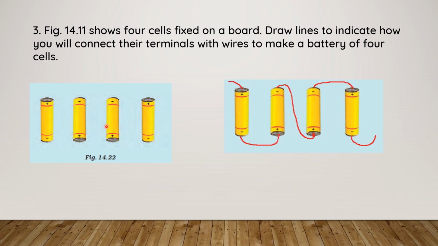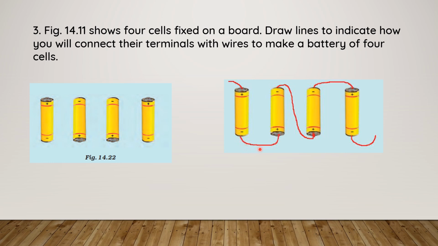So you know that, this is the negative terminal of a battery and this is the positive terminal. So the negative terminal of the cell is connected to the positive terminal of the next cell, and the negative terminal with the positive terminal of the next one. Okay, so here the answer is here. See, here a wire is connected, and this end is connected to any bulb or any electrical device.